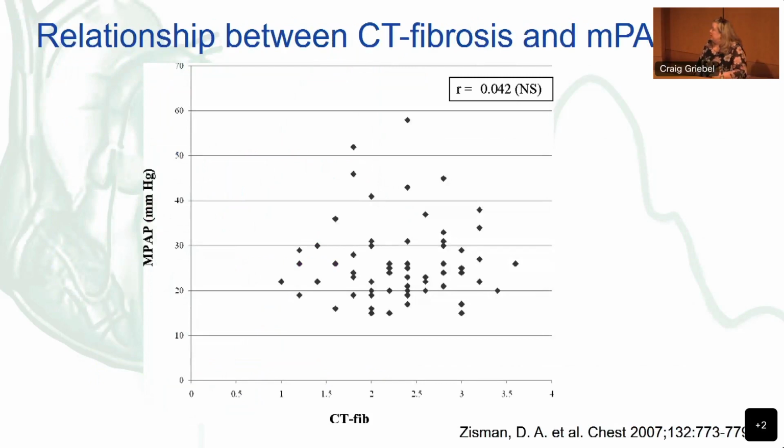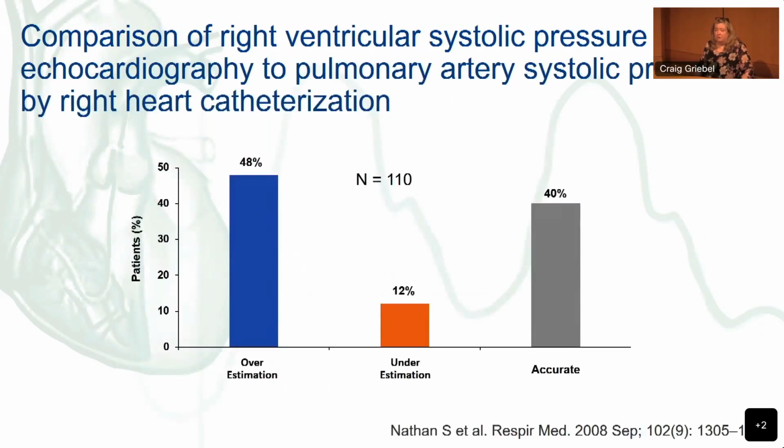So you could have, again, not much fibrosis and pulmonary hypertension, or you could have lots of fibrosis and no pulmonary hypertension or wicked pulmonary hypertension. It's just a yes, no. These are clues. You still have to do your pulmonary hypertension workup.